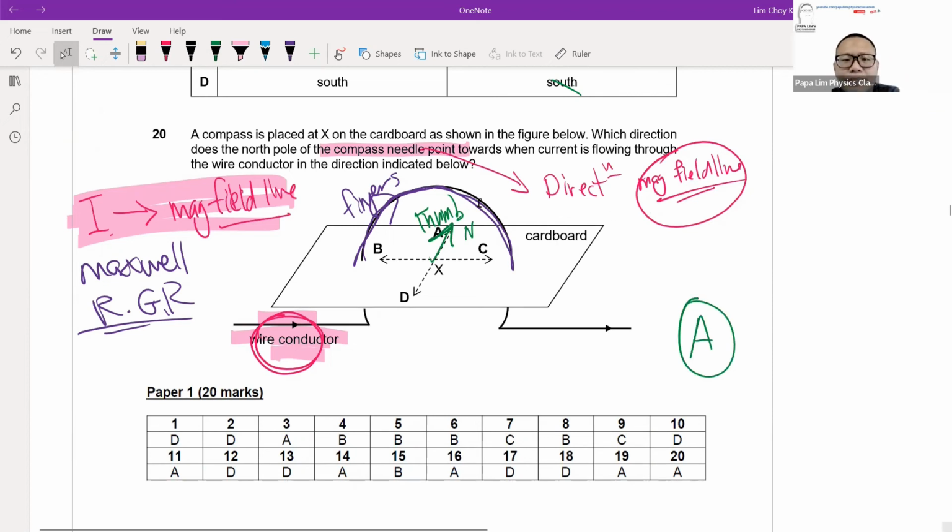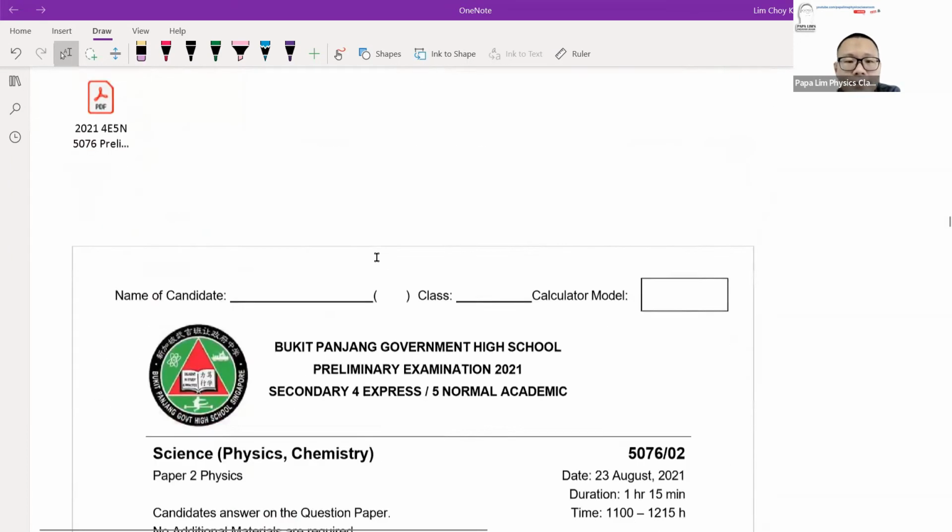Okay, take note of where the North Pole is pointing. The thumb represents the North Pole, and the North Pole is usually where the field line is coming out from. It also means that is where the magnet is going to be pointing. So that's why the magnet will also point towards A, in the direction of the field line itself. With this, this is the last question for paper 1.